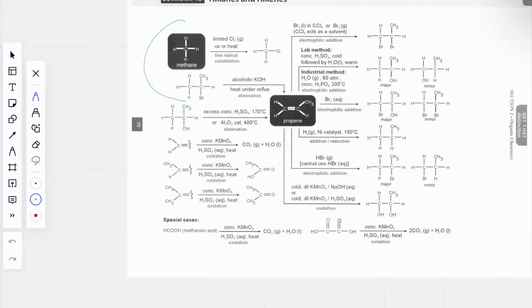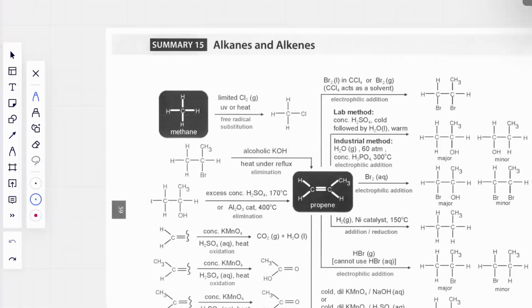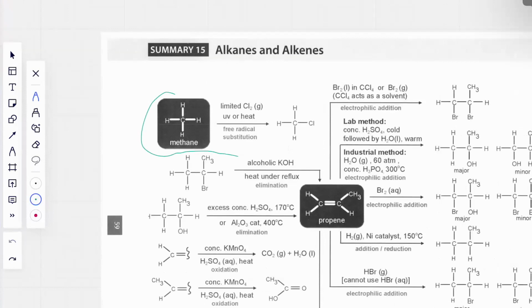This is alkane here. This is alkane. Then only one reaction. Only one reaction in here. Actually, we know we have cracking one. Yeah. But this one, this is free radical substitution.